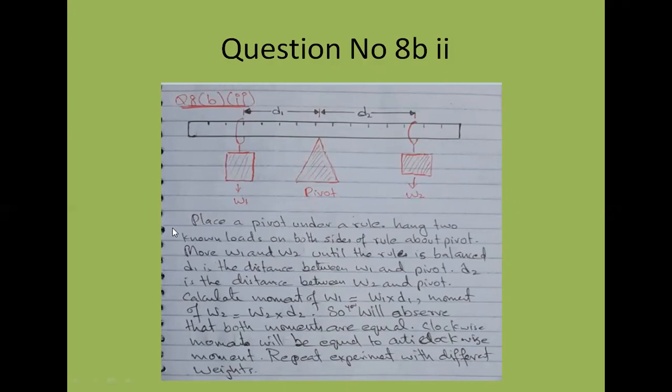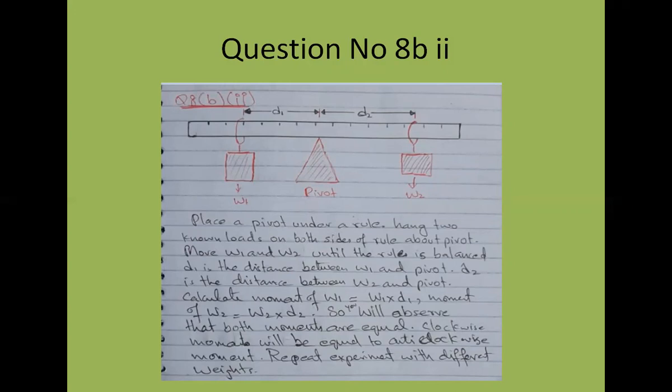Let's listen carefully. Place a pivot under a rule. Hang 2 known loads on both sides of the rule about the pivot. Move W1 and W2 until the rule is balanced. We will move them forward, backward, forward, backward. This will be a hit and trial method, so wherever they balance. D1 is the distance between W1 and the pivot. D2 is the distance between W2 and the pivot.